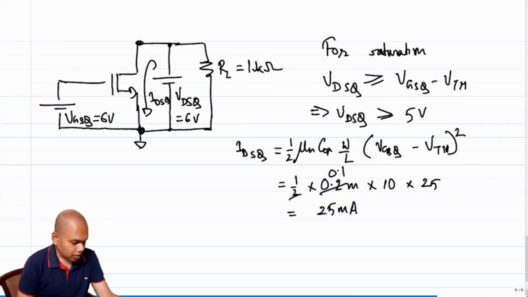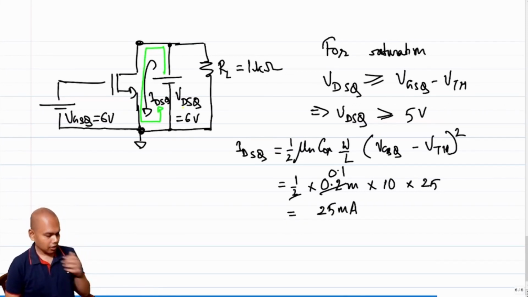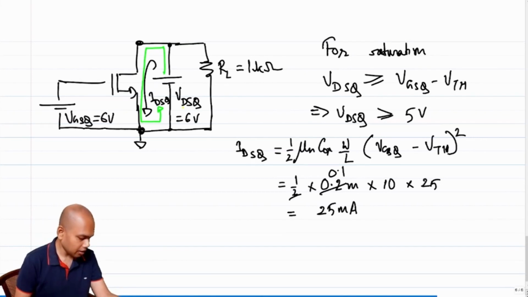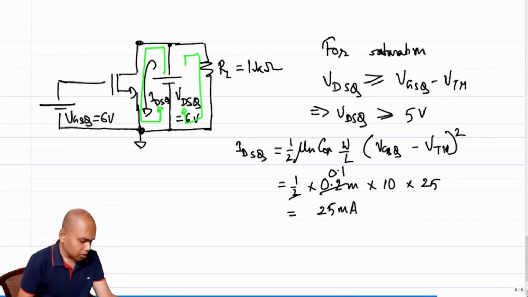From where is this 25 milliamps coming from? Clearly this 25 milliamps is coming from the battery. So this will be the loop of the current that is flowing into the MOSFET from the battery. And clearly there will also be a current flowing through RL that is equivalent to 6 volt divided by 1 kilo ohm, that is 6 milliamps through the RL that comes from the battery. Okay, so far so good, right?